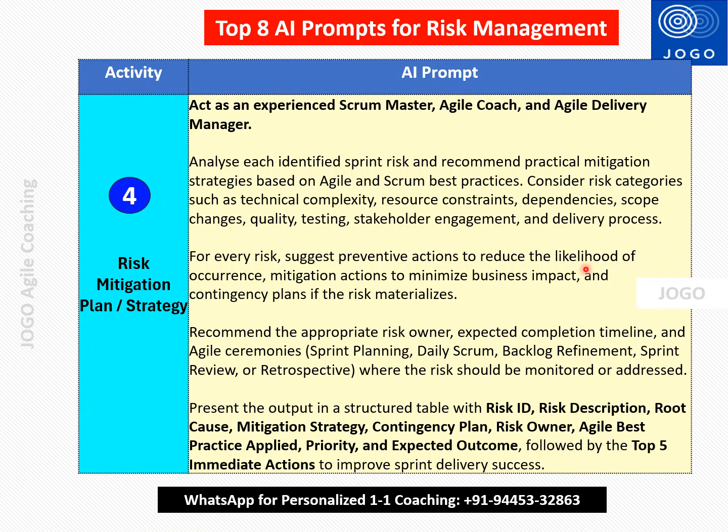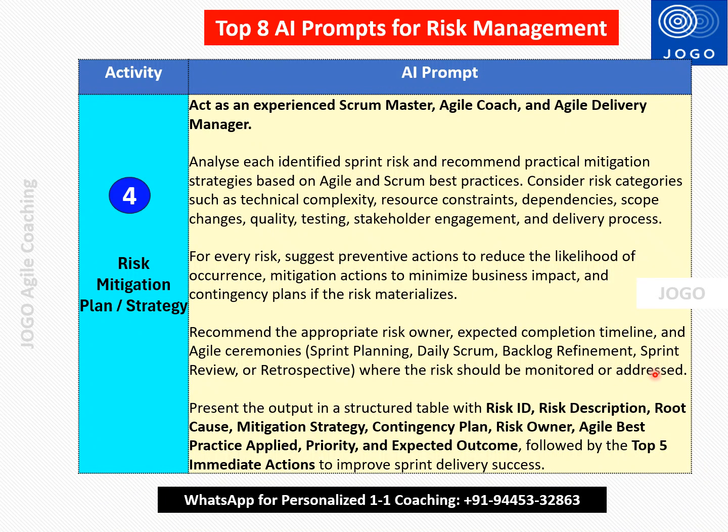AI will do that. The next is recommend the appropriate risk owner, expected completion timeline, and agile ceremonies. So when we want to address and in which event the risk should be monitored or addressed. So some risk should be monitored on a daily basis.